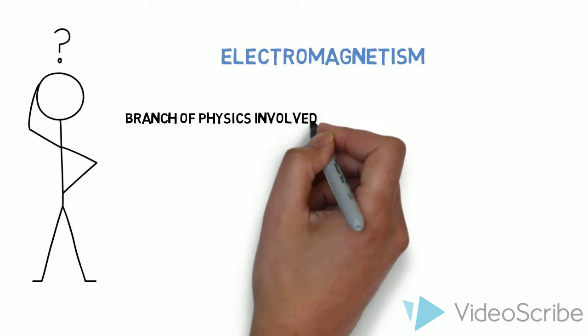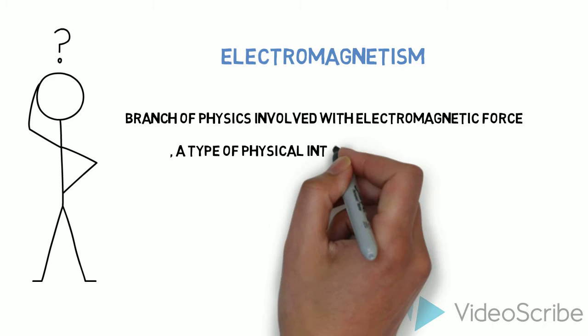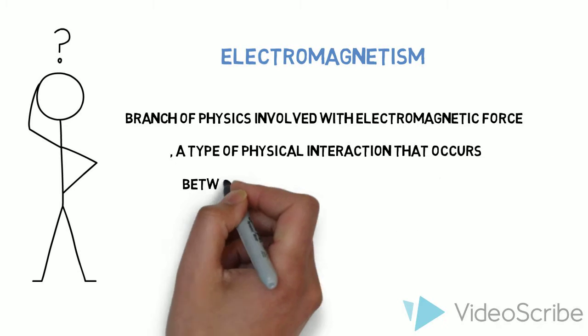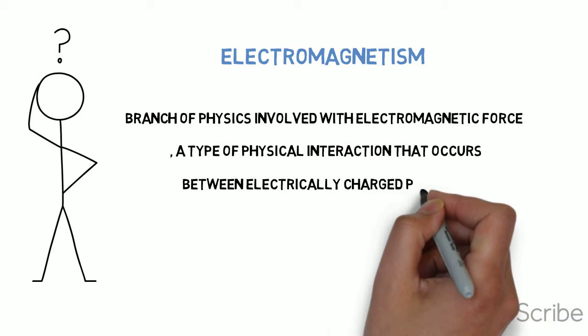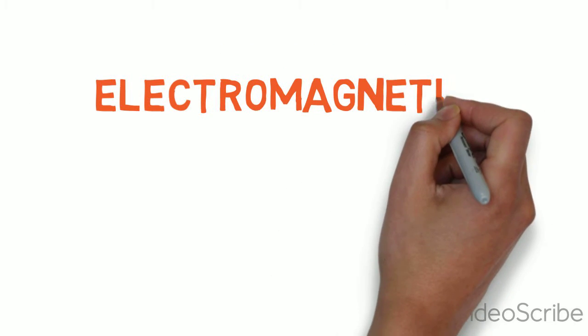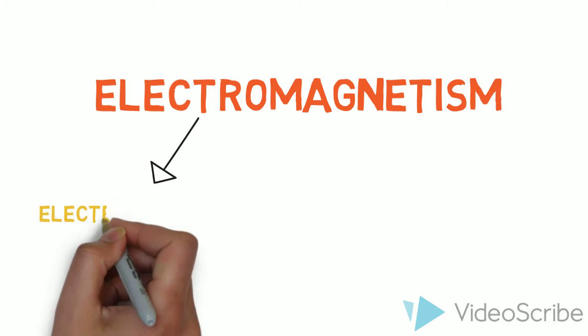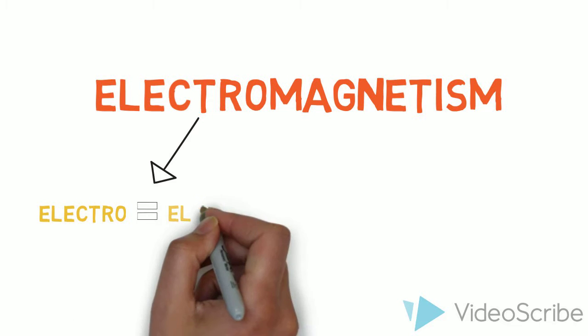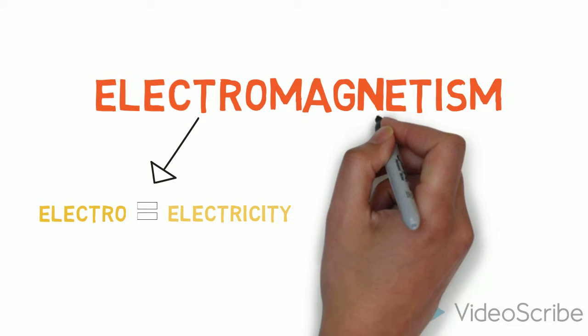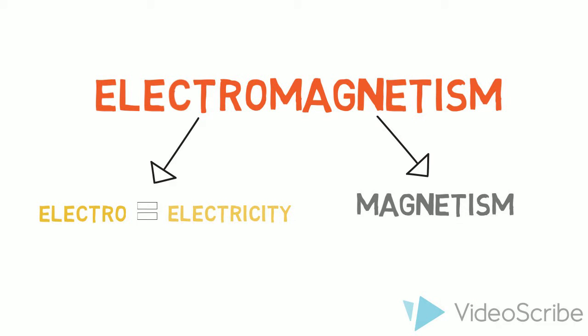It's the branch of physics which involves the study of electromagnetic force, a type of physical interaction that occurs between electrically charged particles. To get a deeper understanding of this meaning, let's break the word electromagnetism into two parts. First, we have electro, which is synonymous to electricity. And next, we have magnetism, which is synonymous to, well, magnetism.